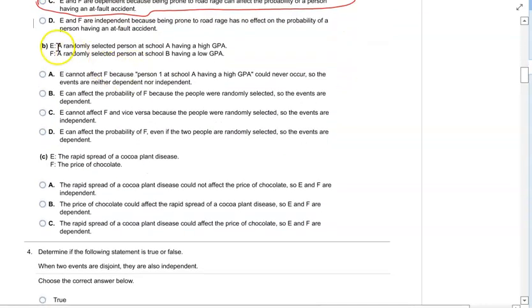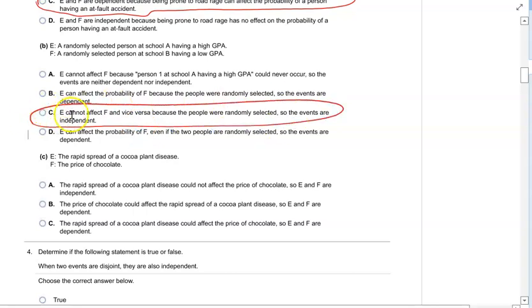Part B. E is a randomly selected person at school A having a high GPA. F is a randomly selected person at school B having a low GPA. Obviously, E cannot affect F in this case, or F cannot affect E, because the people were randomly selected, so the events are independent. The answer is C again. You can select C, which says E cannot affect F, and vice versa, because the people were randomly selected, so the events were independent.